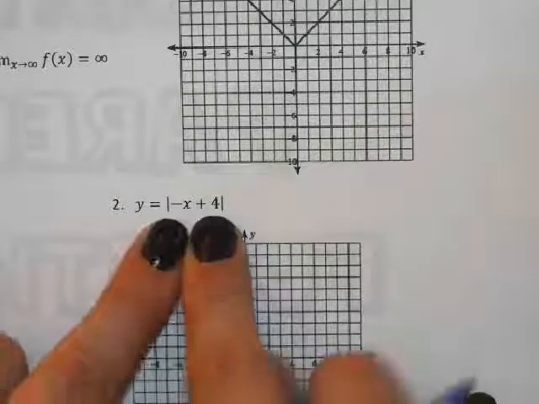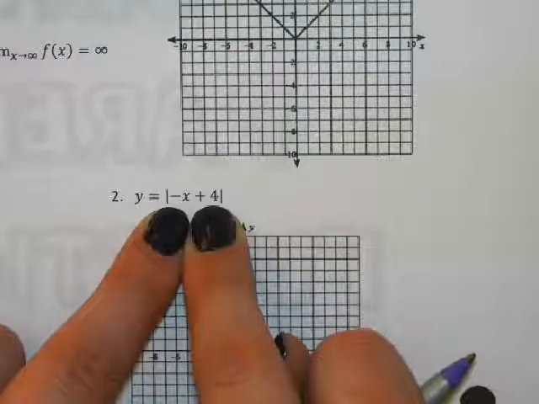So this one, when it's written like this, I have to factor it because my X is supposed to be alone.